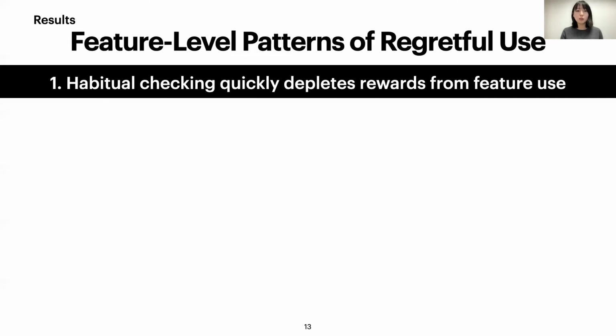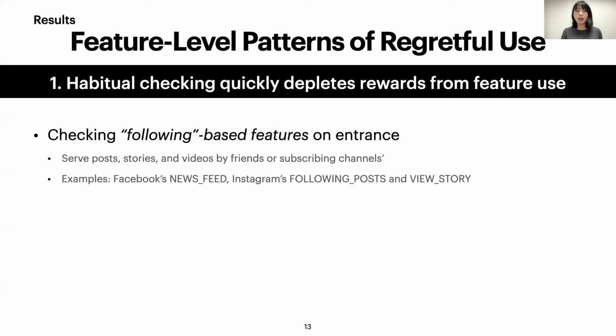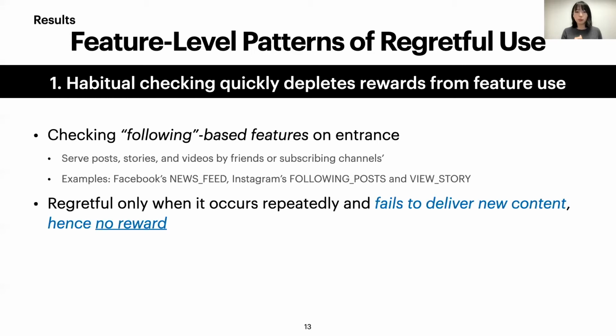We also extracted 3 major feature-level patterns of regretful use. The first pattern is related to habitual checking. Participants exhibited a pattern of checking following-based features on entrance. These features provide posts, stories, and videos by friends or subscribing channels that the users are following. Some examples of these features are Facebook's newsfeed, Instagram's following posts, and view stories. This habitual checking itself does not always lead to regret, however, but only when it occurs repeatedly and fails to deliver any new content, hence no reward.